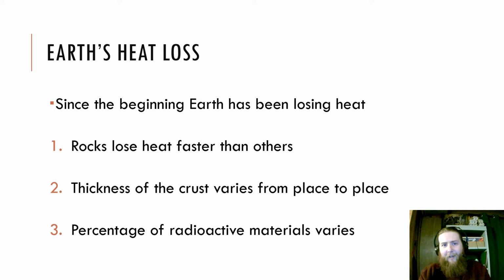But on the flip side, since the beginning of the Earth, we've been losing heat as well. Some rocks heat faster than others. The thickness of the crust varies from place to place. We're letting more heat out of the mantle through the crust. And the percentage of radioactive material varies. So some areas have a lot of uranium, a lot of radioactiveness, and others have very little radioactiveness. So they have less heat there. So they're losing more than they're gaining.